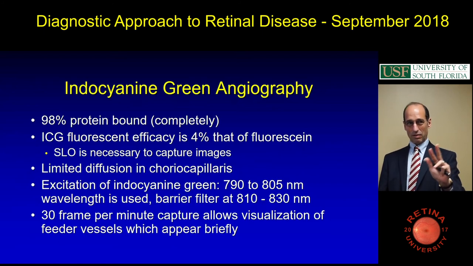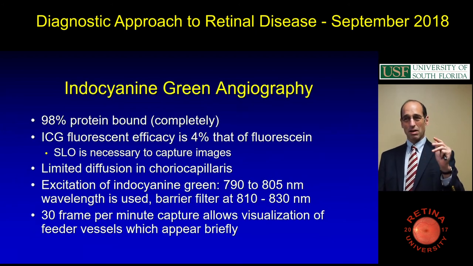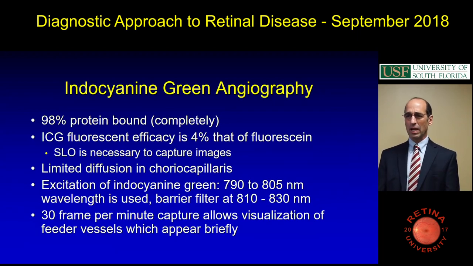The three biggest characteristics that make it totally different, which is why I do ICGs a lot of times in my first AMD patients. The three biggest are: it's protein bound, so you can look at the integrity of the choriocapillaris, it emits a different wavelength, and it is much less efficient. I guess the main two are protein bound, and you can visualize feeders. So it's helpful for things.